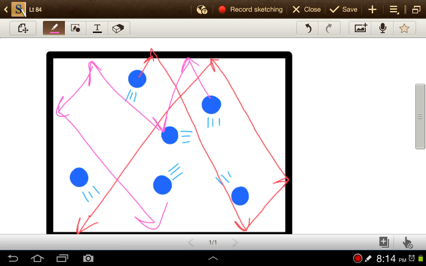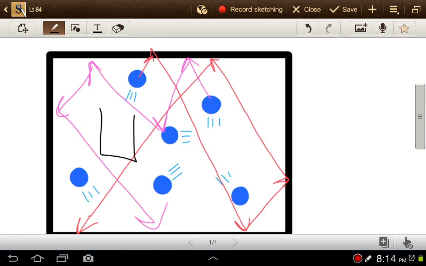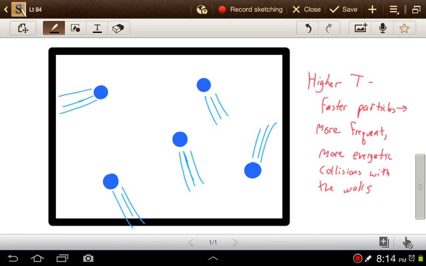If we have some object on the inside, then we would expect that collisions with that object would cause pressure on it as well. Now, if we have faster moving particles, those particles are going to get to the wall more rapidly, so they'll hit the wall sooner, and they'll bounce off and hit the next wall sooner, and bounce off and hit the next wall sooner. So we end up with a larger number of collisions with faster particles. And then those collisions are going to be more energetic.